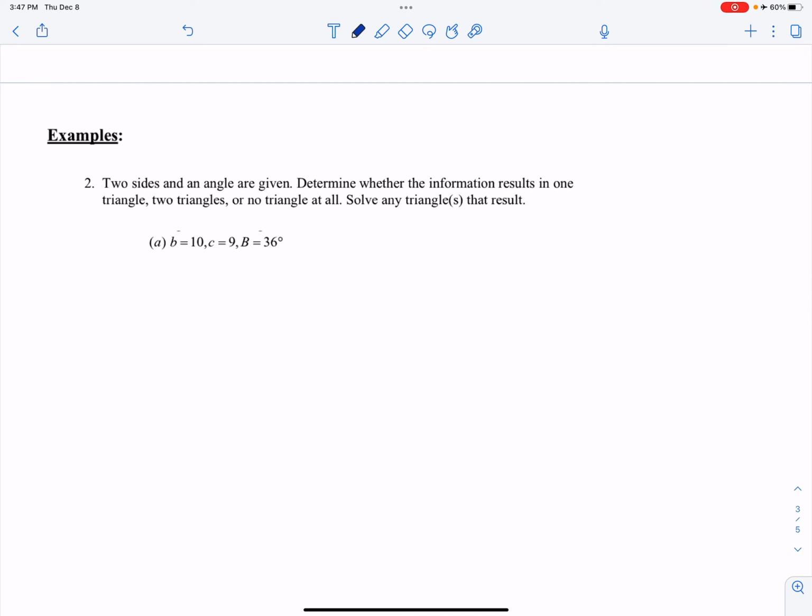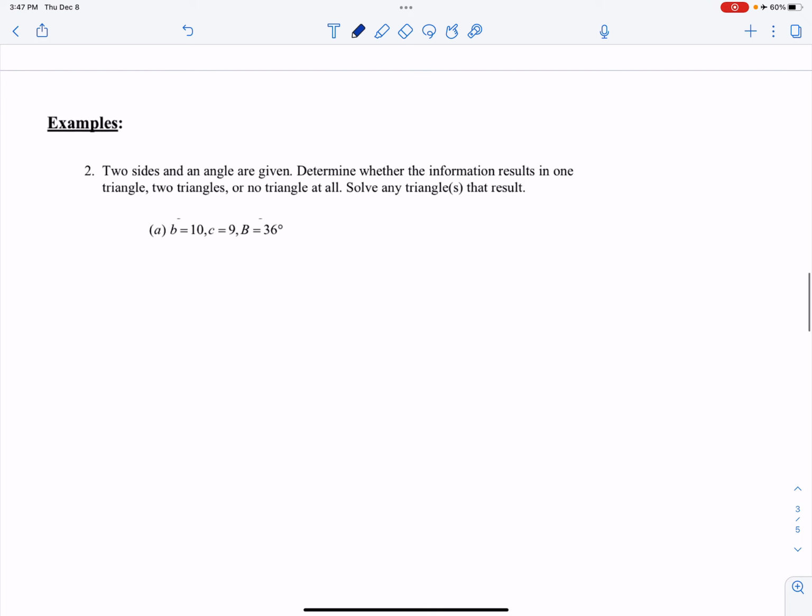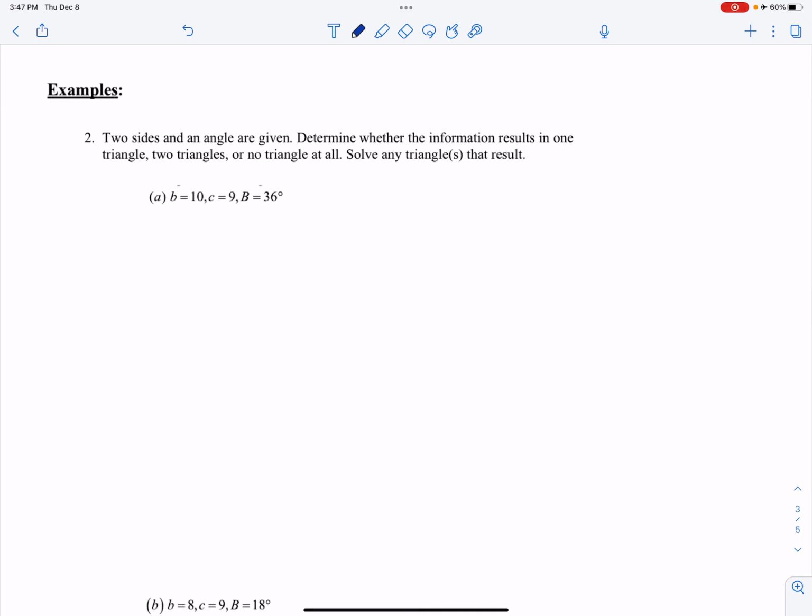Okay, two sides and an angle are given. Determine whether the information results in one triangle, two triangles, or no triangles at all, and solve any triangles that result. So this one sounds like it's a little tricky, and in some cases it might be, but once you get the hang of it, it's not so bad. All right, let's look at this first one. B equals 10, C equals 9, and angle B is 36 degrees.